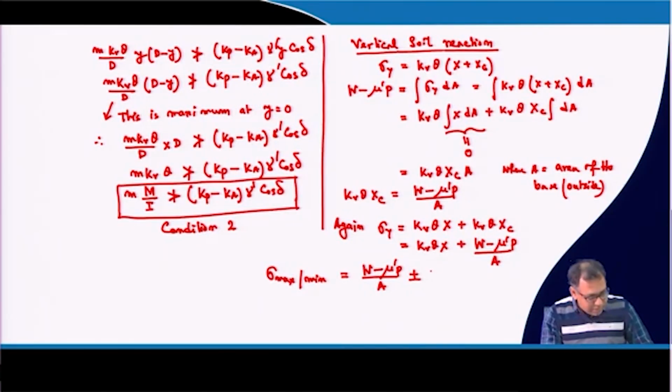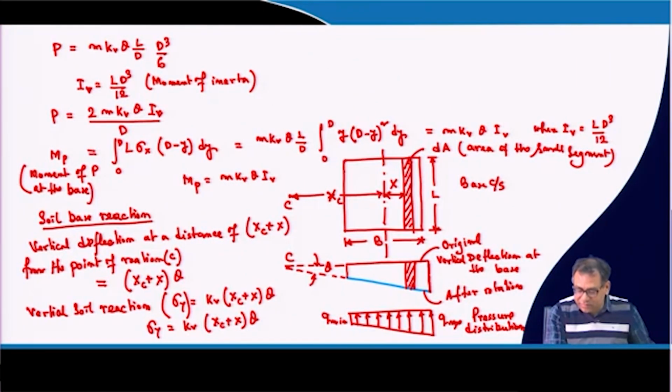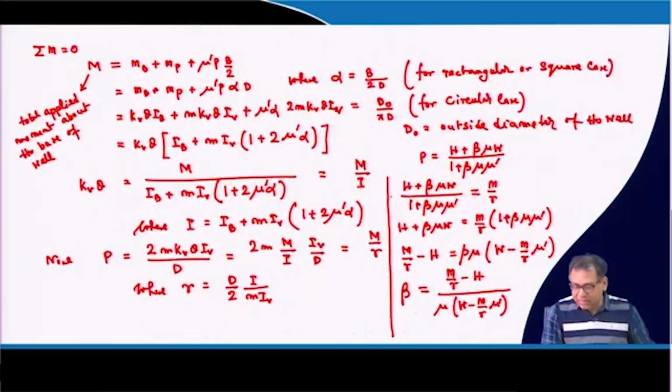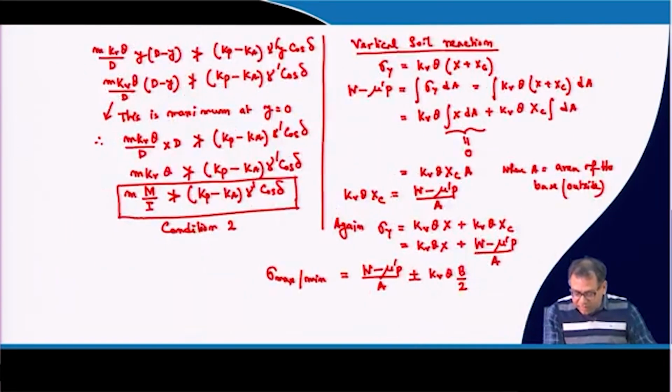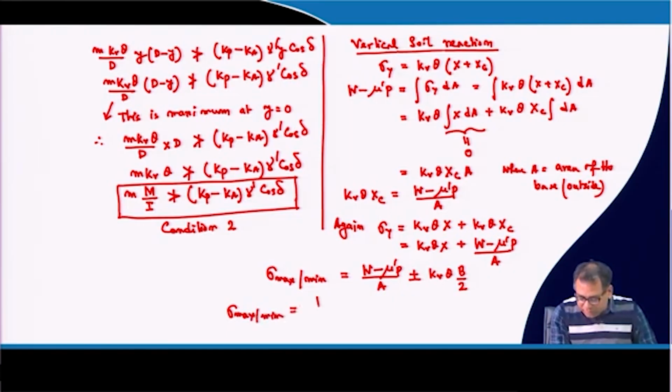Now, b by 2, where will I write it? I will write this as kV theta, and in place of x I will write plus minus b by 2. Okay, because x is the distance from the center. We can see that x is at a distance from the center. So, I can write plus minus b by 2, or further I can write that sigma max min will be equal to W minus mu dash p divided by A plus minus.